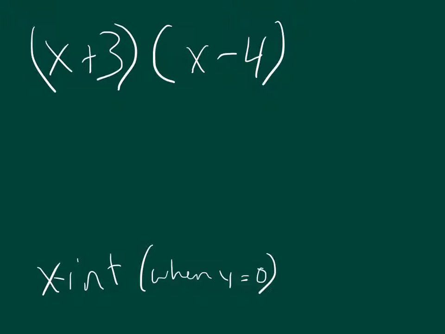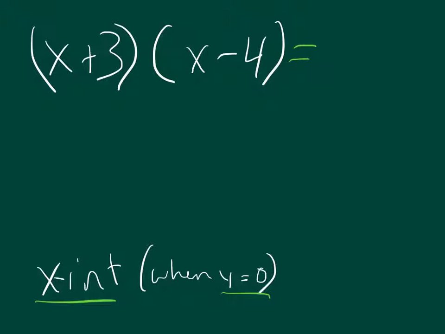Good. Now we're going to take a look at some x-intercepts. Where for y-intercepts we just plugged in x is 0, the exact opposite here: to find an x-intercept, we're going to plug 0 in for y. Remember, x plus 3 times x minus 4 is going to equal our y because it's our function. So now we have 0 instead of y.